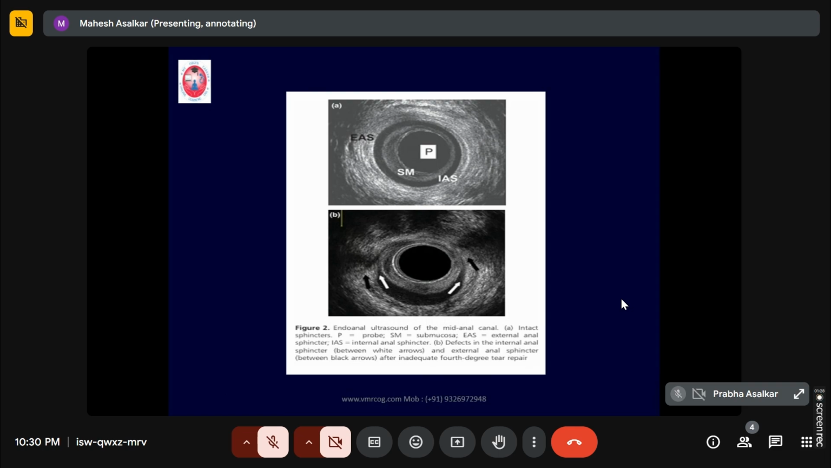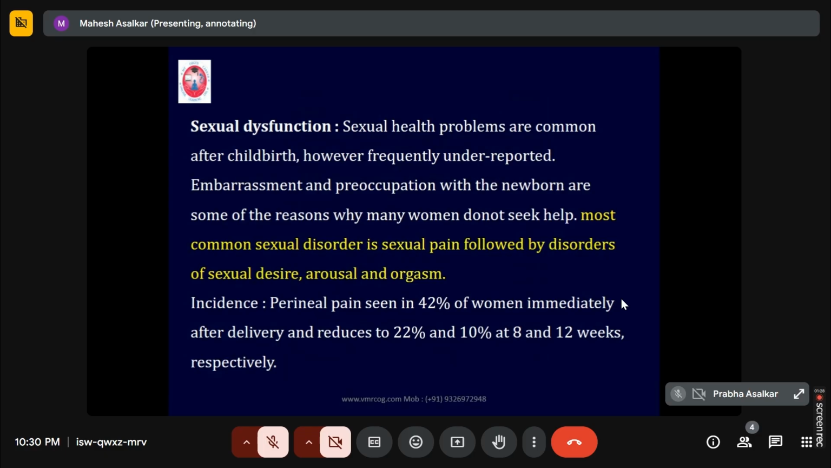Now, sexual dysfunction, that is another dysfunction of the pelvic floor. What we have seen up till now is anal incontinence. Now, sexual dysfunction. Sexual health problems are common after childbirth, however, frequently underreported. And the reasons are, one is embarrassment, and second is preoccupation with newborn care. So the female will always be occupied with the newborn.